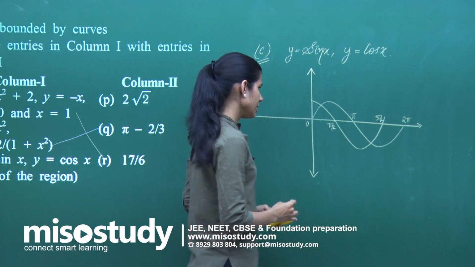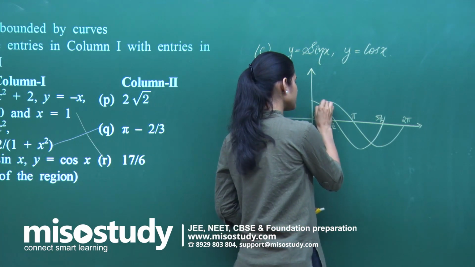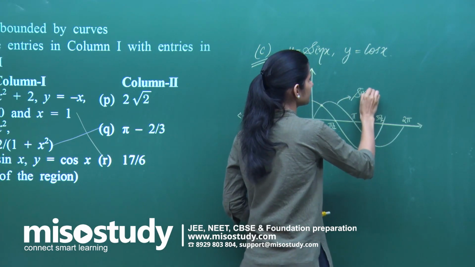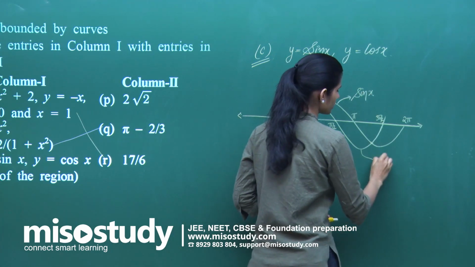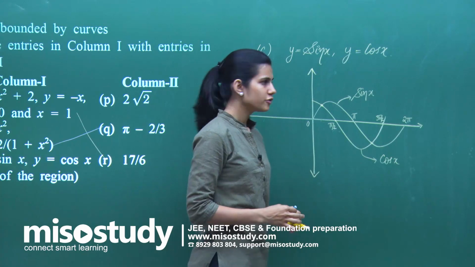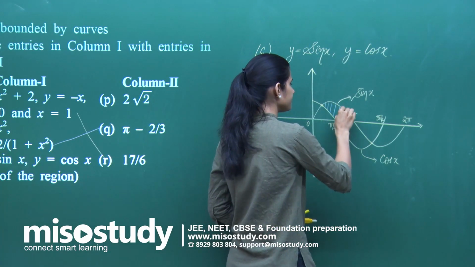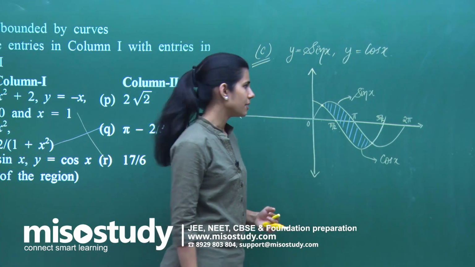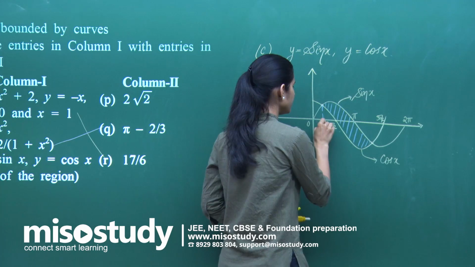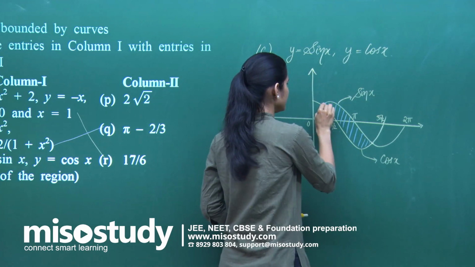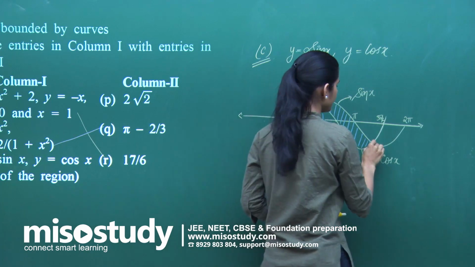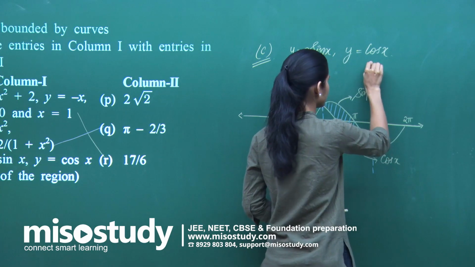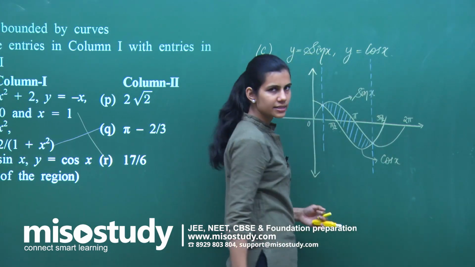If I talk about this point and this point. See, this is your sine graph and this is your cos graph. I have to find which area? I have to find this area. Between two what lines is this area bounded? It is bounded between this line and this line. This is x equals something and this is x equals something.